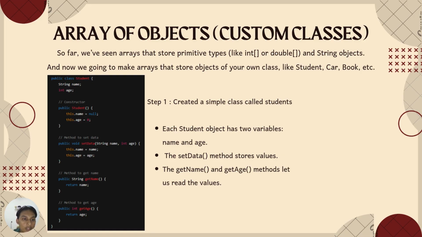So here is the example for the code program, which is String name, semicolon, int age. Then I put public Student, which is brackets and curly bracket, this.name equal to null, and semicolon. So here we can see the example of creating a simple class called Student.